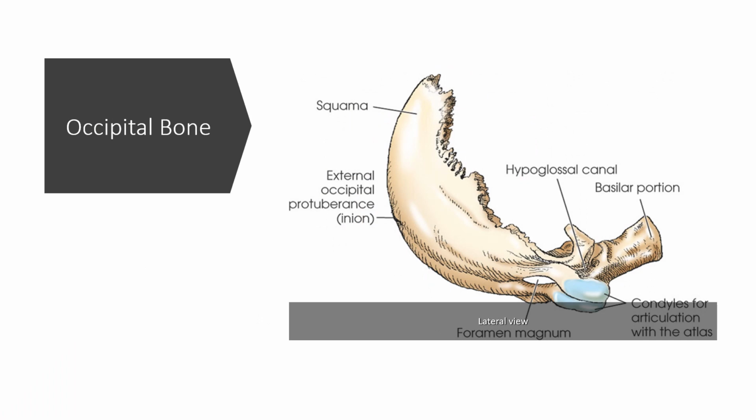So here's a side view of our occipital bone. There's the squama, there's the external occipital protuberance, or the inion, as we call it. It is a palpable landmark. The condyles articulate with the atlas, and then the basilar portion anterior to the foramen magnum does junction with the clivus of the sphenoid bone. And we'll see that when we go back to the cranial floor diagram.